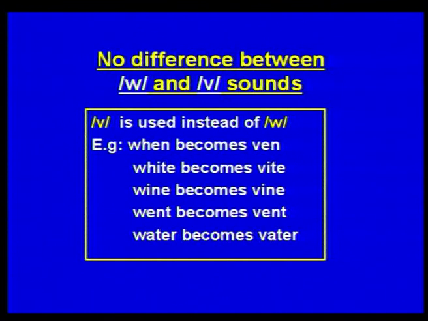We talked about this earlier when we were discussing consonant sounds. And we also looked at this when we brought out the w and v distinction. You have a lot of examples out here. White becomes vite. Wine becomes vine. In fact, both are English words. Vine is talking about, wine in fact is brought from the grapevine. Went becomes vent. Water becomes vater, and so on.